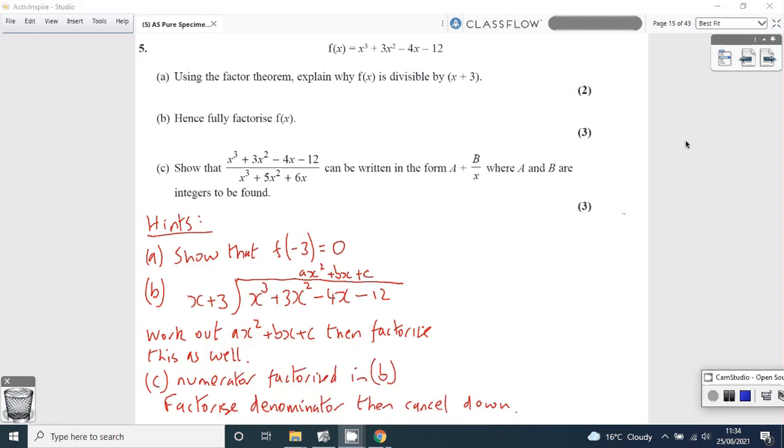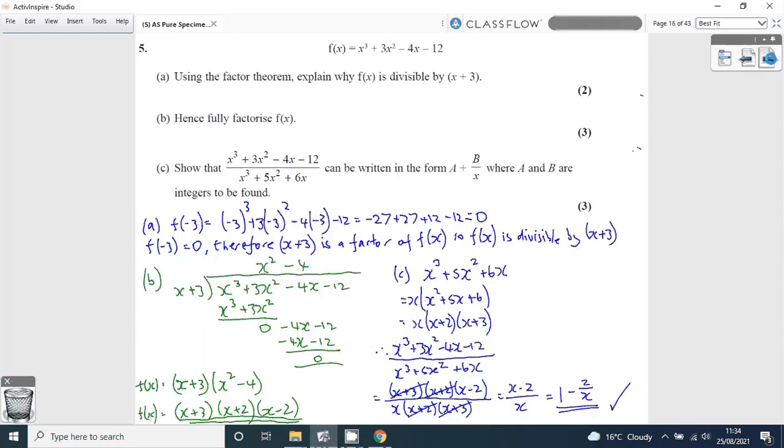So the solution for question 5. Substituting minus 3 into the function, I get minus 27, add 27, add 12, minus 12, which is indeed 0, and therefore x plus 3 is a factor of f of x. So f of x is divisible by x plus 3. Now for part B, carry out this long division.